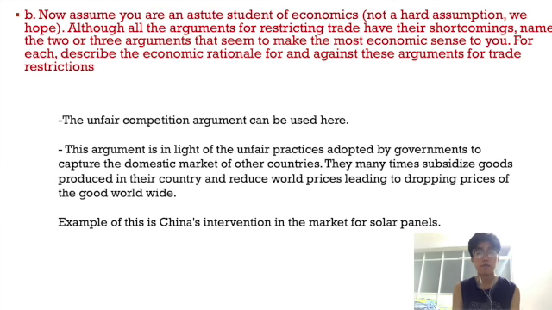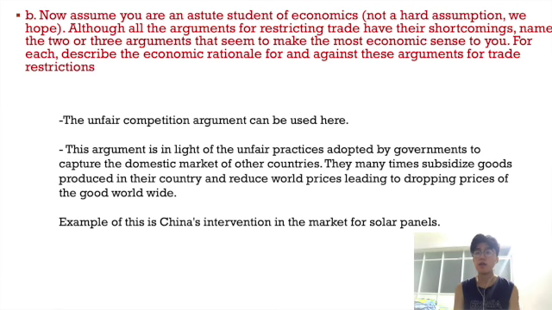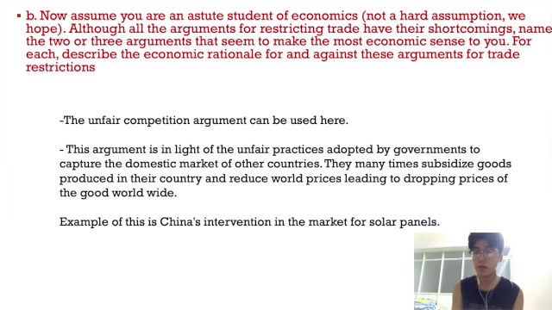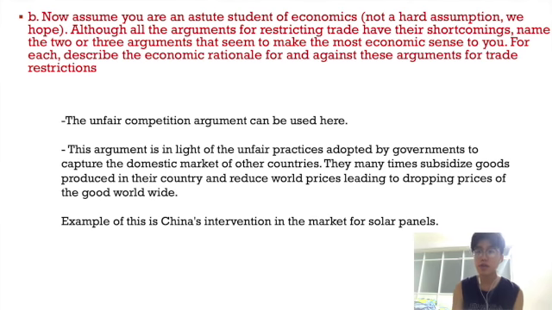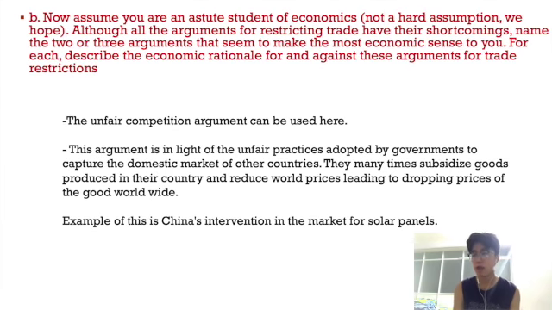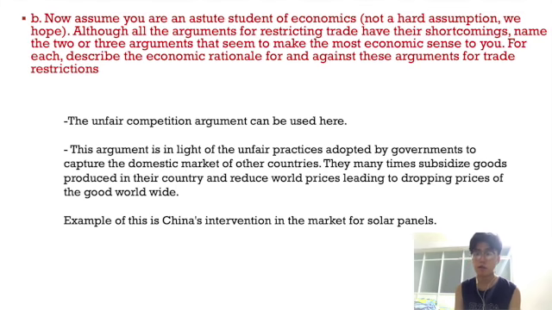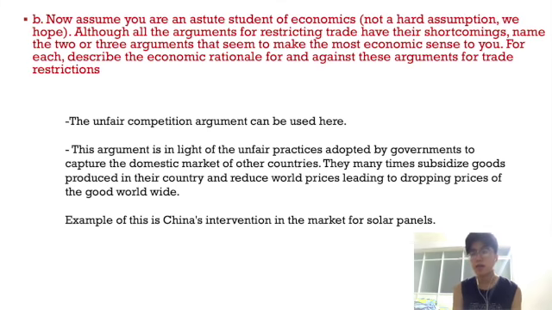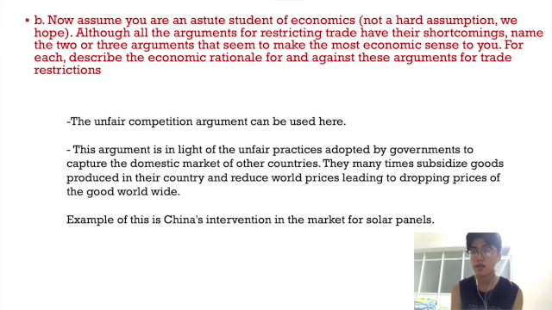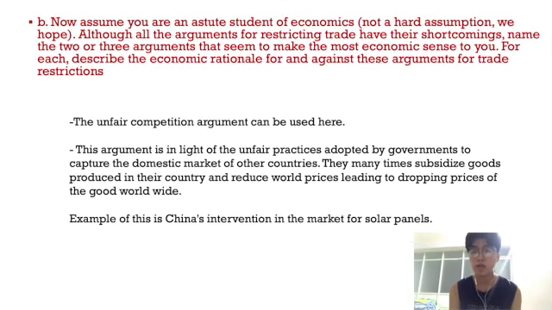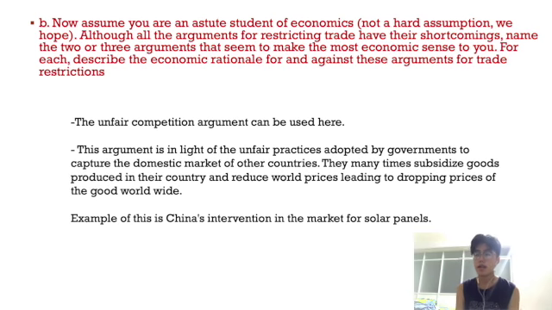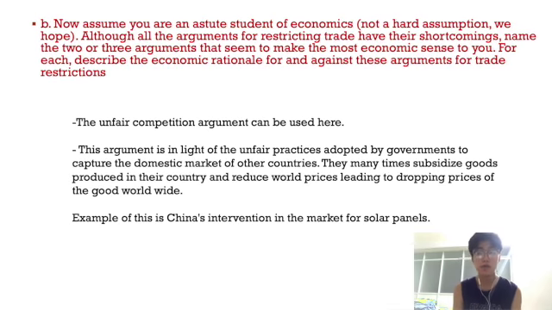Now for the later part of this, assume you are an astute student of economics. Although all the arguments for restricting trade have their shortcomings, name the two or three arguments that seem to make the most economic sense to you. For each, describe the economic rationale for and against the argument for trade restrictions.